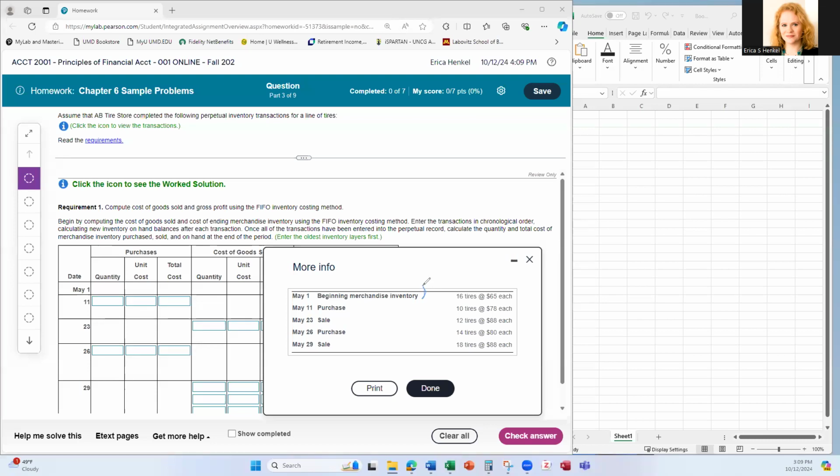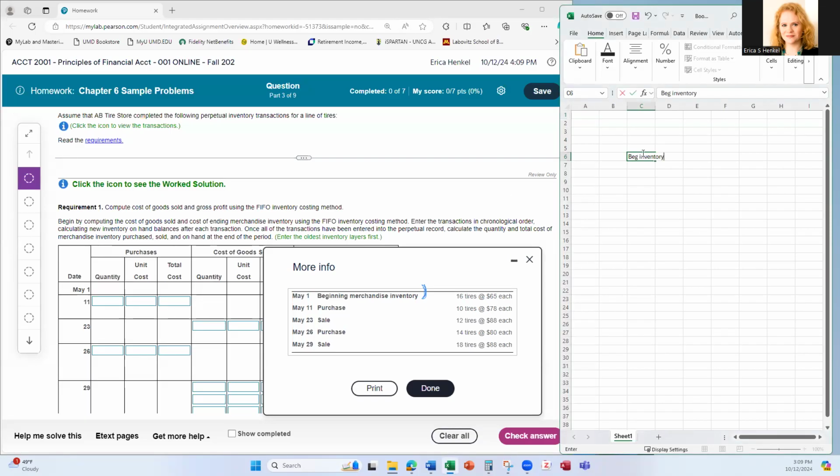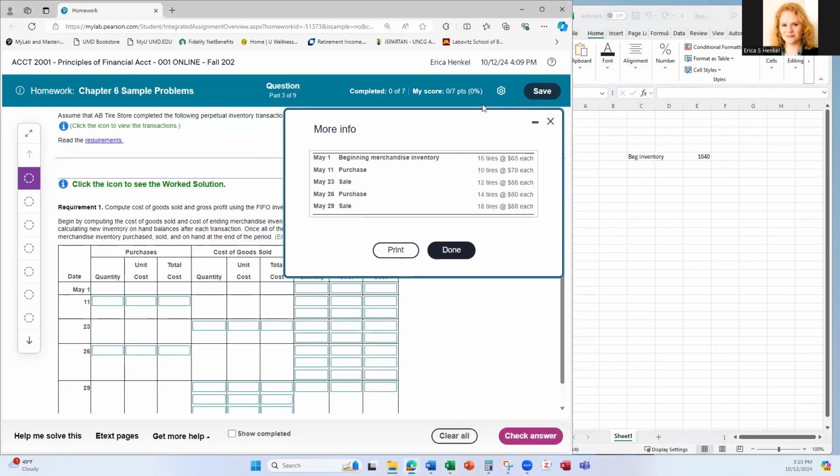So at the beginning of the period, we have 16 tires here valued at $65 each. So that means that the total cost for this inventory is equal to the 16 tires times the $65 price per unit for a total of $1,040. And we're going to walk through a flow to track what inventory we have and how it's moving through the system here. And they were kind enough to give us a little template to do this in.